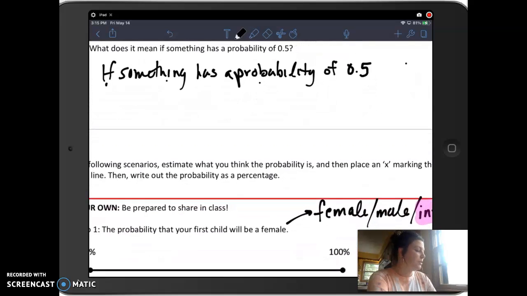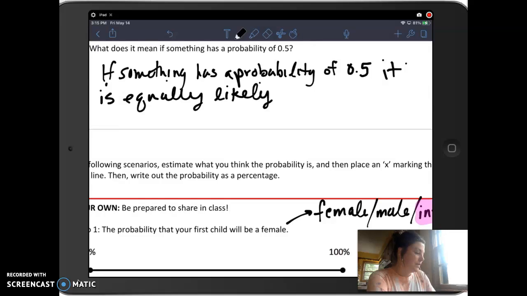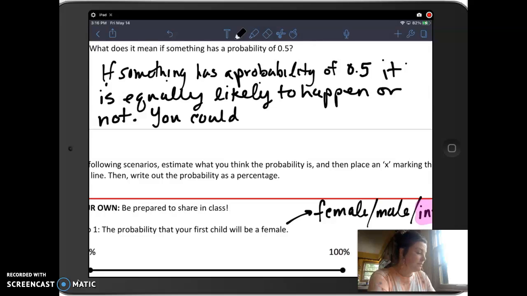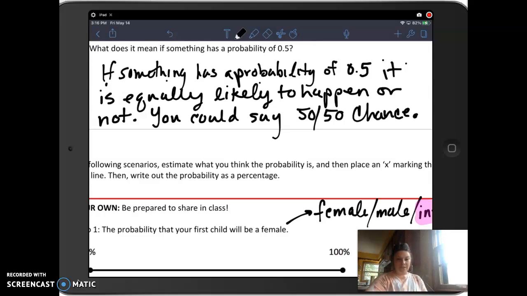If something has a probability of 0.5, it is equally likely to happen or not. You could say 50-50 chance. All right, that's a really common phrase.